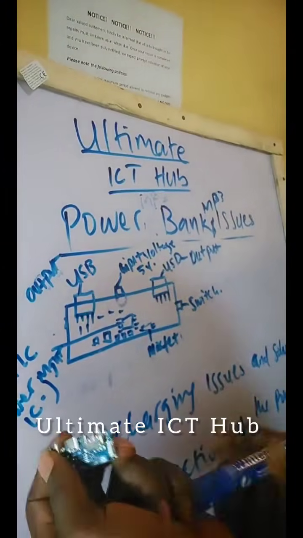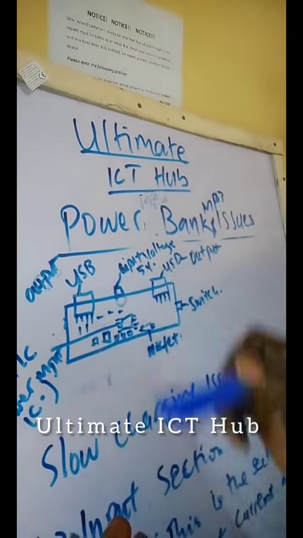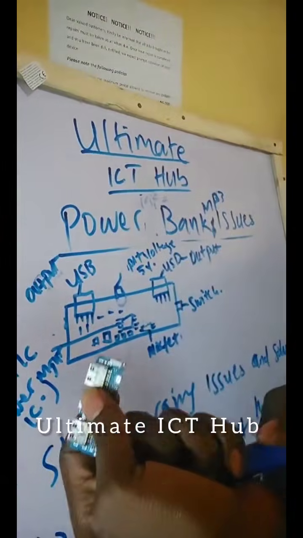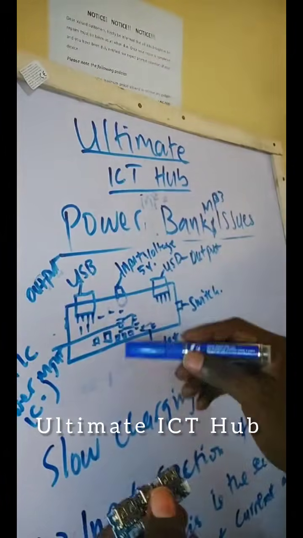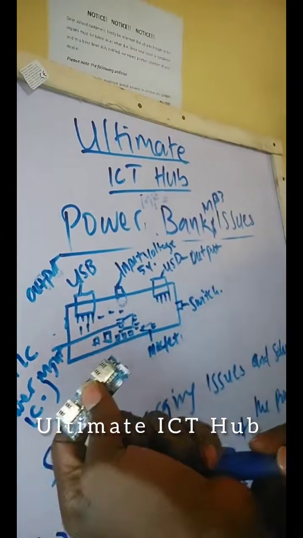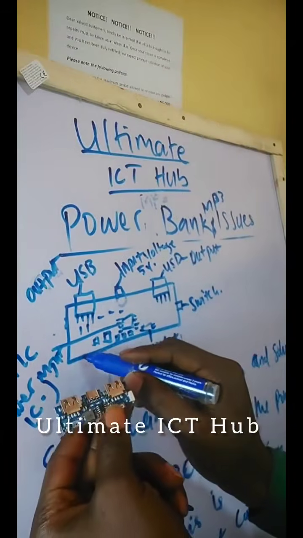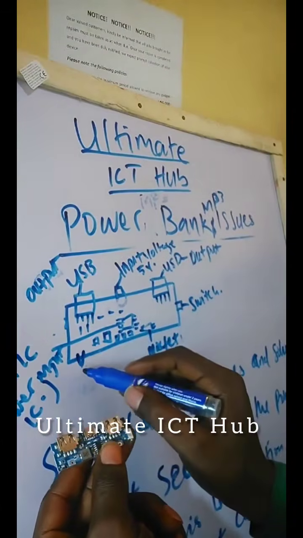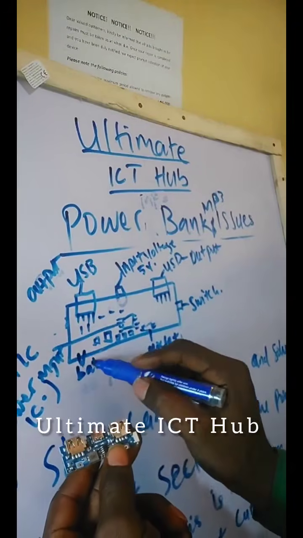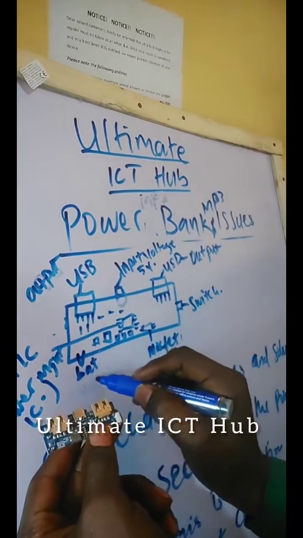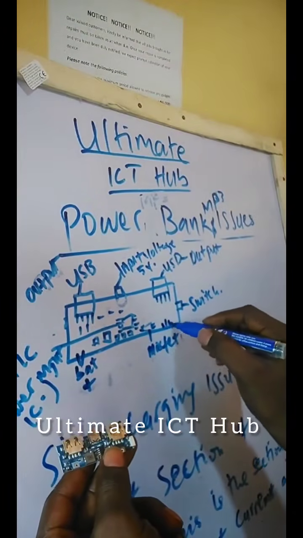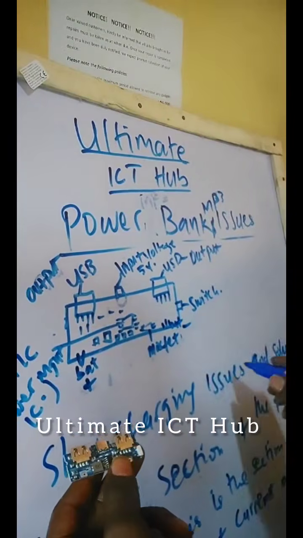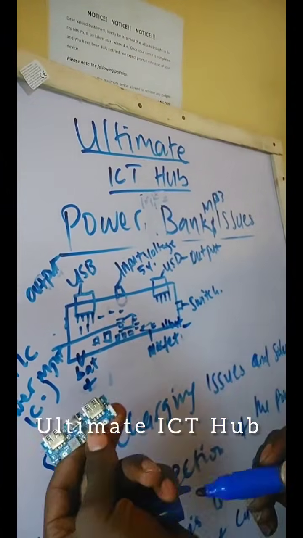When you plug this, this is the input, right? Yes. When you plug this thing, it's working, but it's charging in, but it's not charging out. Now here we have the V bat plus. Here we have V bat minus. Do you understand?